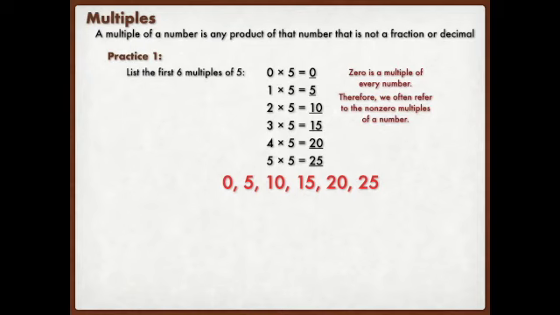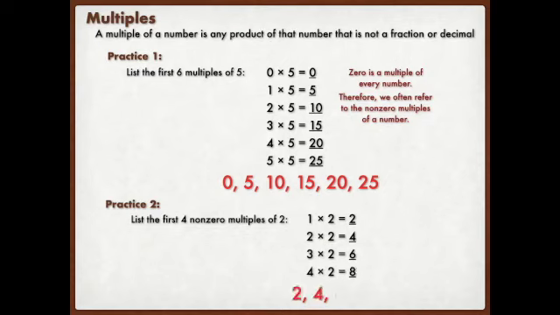Okay, let's try practice number 2. Here in this practice, it says non-zero multiples. So we're not going to do 0 times the number, but we're just going to do the first 4 non-zeros. So we're going to start with 1. It's asking for the multiples of 2. So 2 times 1, 2 times 2, 2 times 3, and 2 times 4. And the multiples deal with the product, the answer of the multiplication.